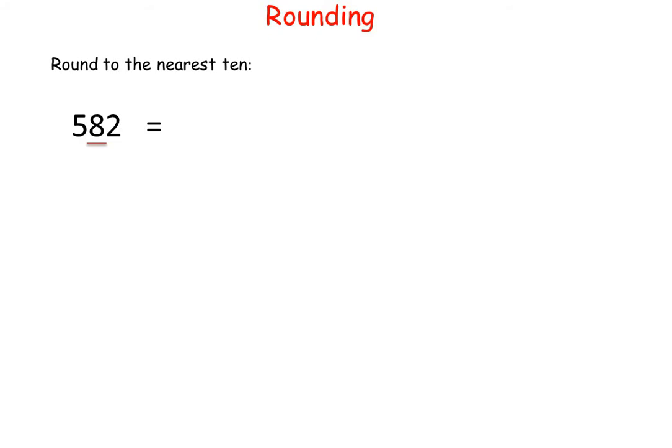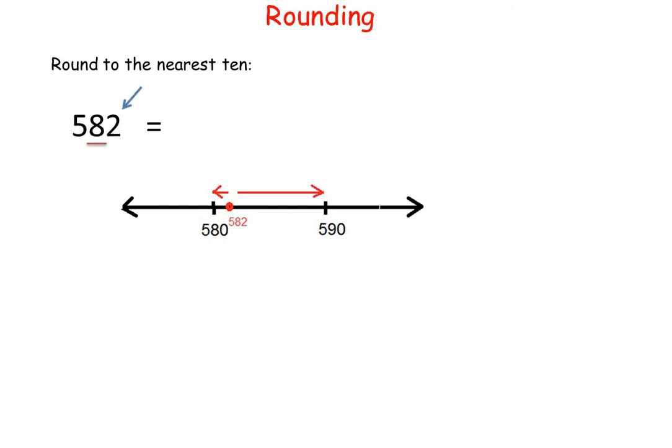First of all, let me locate it on the number line. I marked 580 and 590, so this number is between 580 and 590. We will round the number either up to 590 or down to 580, and that will depend on the number next to it. This number is going to help me round up or round down. So now I need to look at this number. It's the number 2. Number 2 is a weak number, so it's going to help me round down. So I go back to 580.